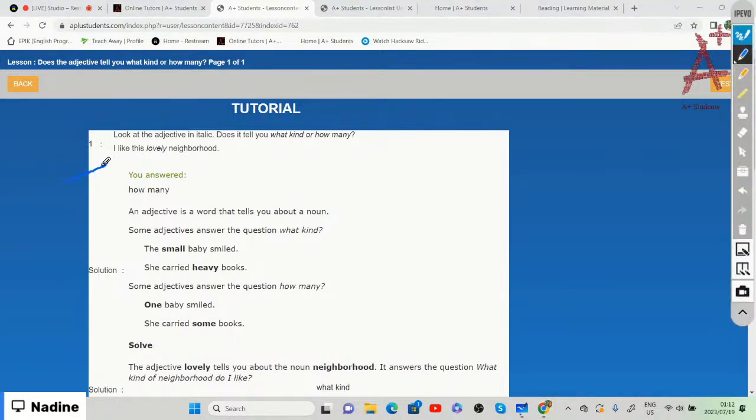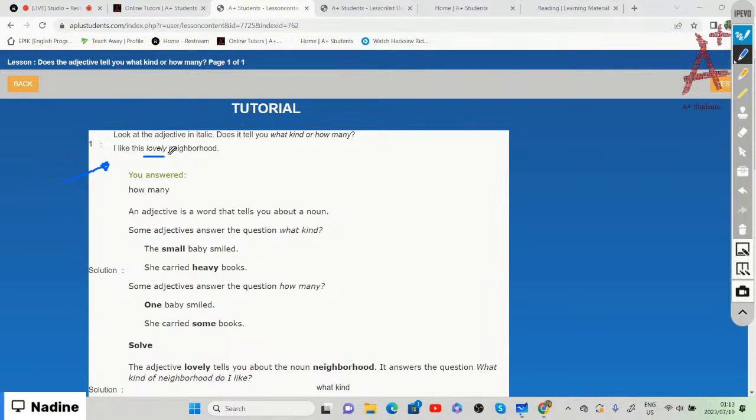If we look at the sentence over here, it says, look at the adjective in italics. The word in italics, I'm going to underline it, is lovely. You need to say whether the word in italics tells us what kind, or tells us how many. So does it tell us what kind, or does it tell us how many?